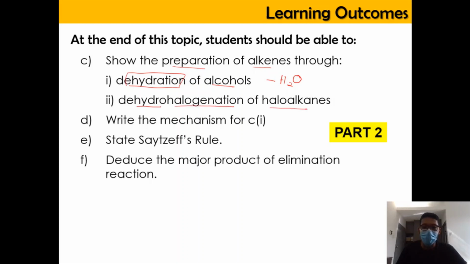dehydrohalogenation of haloalkene. It means that we're going to remove hydro, meaning hydrogen, and halogen, meaning X. So X here can be Cl, can be Br, or can be F. Alright, so the removal of the hydrogen and halogen from the haloalkene. By doing this, we can prepare an alkene.